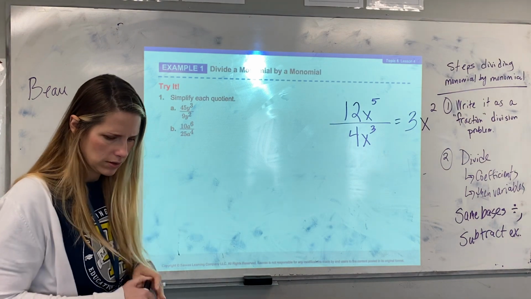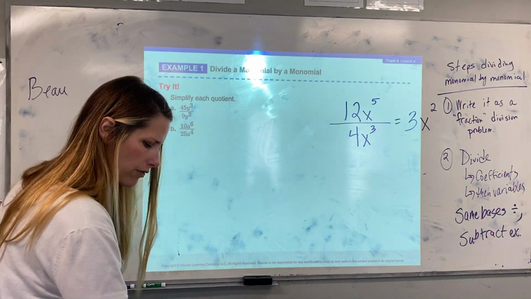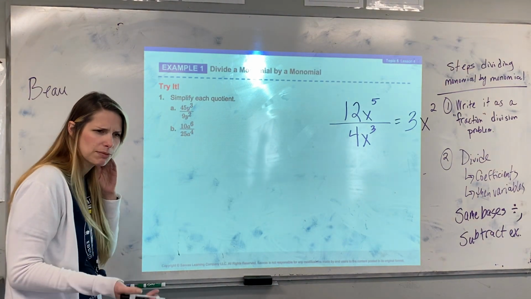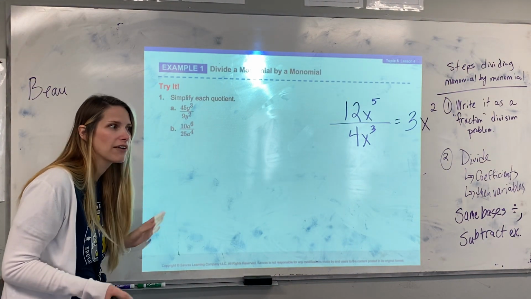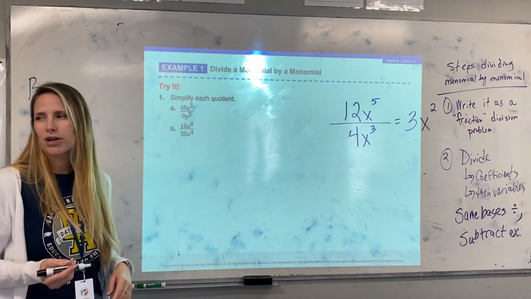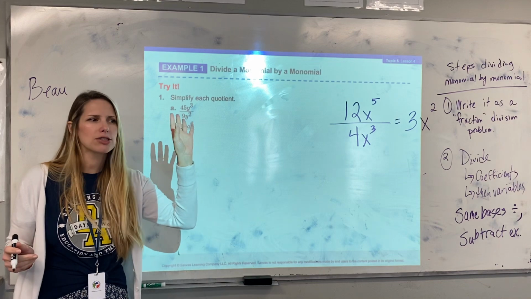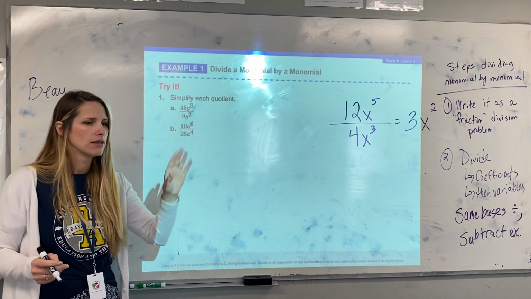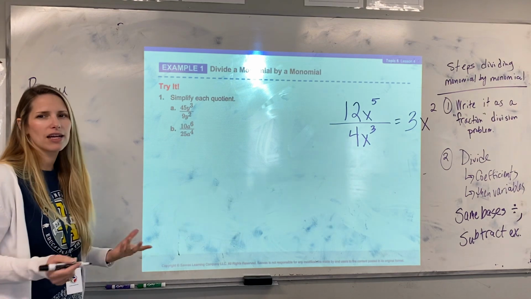10 over 25 needs to be reduced. Like if I have 2 fourths, you gotta simplify it and reduce. Remember? You guys forget how to reduce fractions?